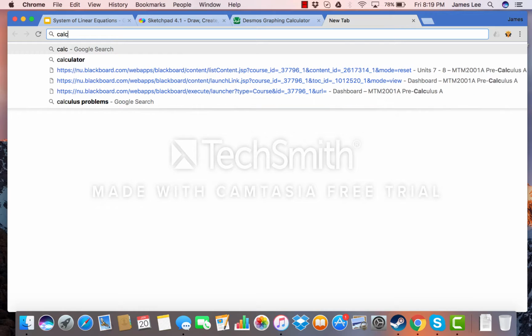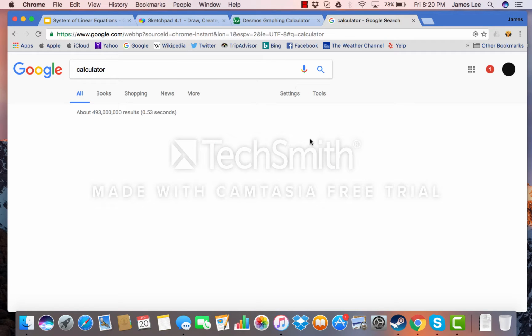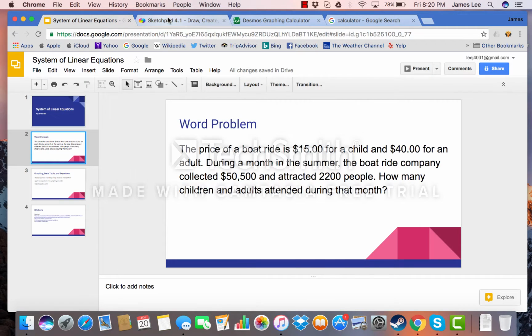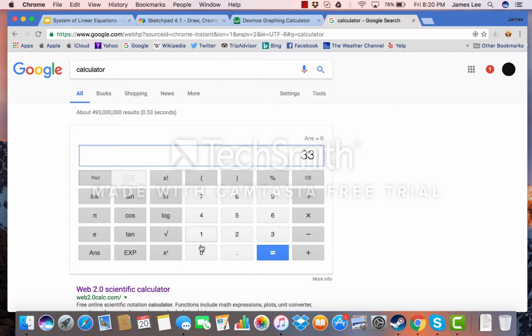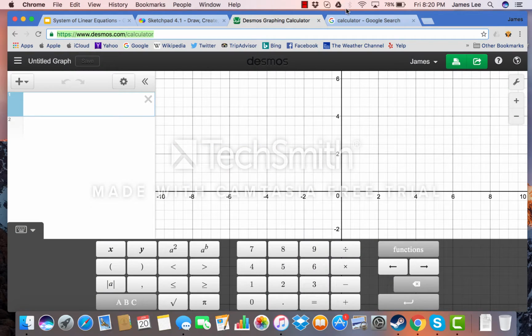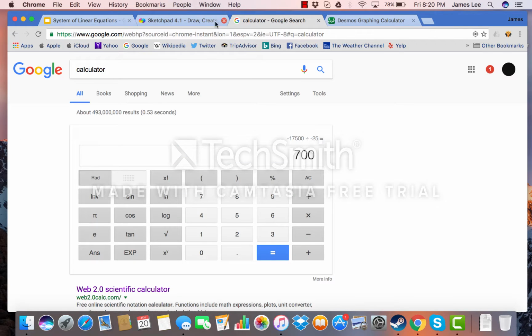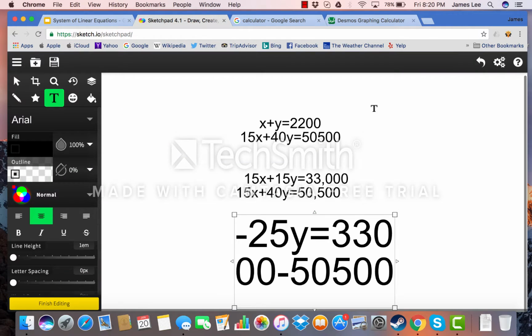if we go on the calculator app, because we have 33,000 minus 50,500, divide this by negative 25, we can get y equals 700.